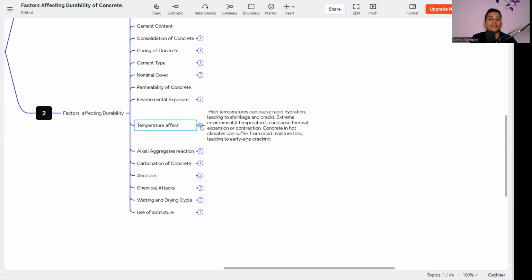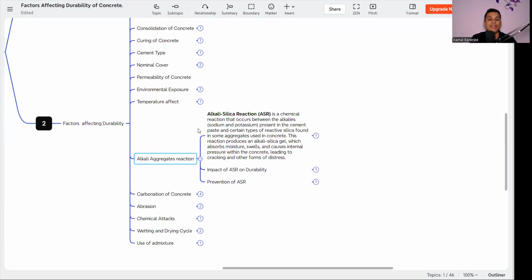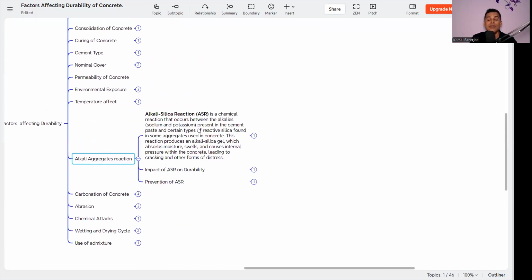Now, another thing is also very much important, but sometimes we are neglecting it. That is alkali aggregate reaction, or what we call ASR. That is also affecting the concrete lifespan or the concrete durability. So what is alkali aggregate reaction? ASR is a chemical reaction that occurs between the alkalis, that is sodium and potassium, present in the cement paste and certain types of reactive silica found in some aggregate used in concrete.